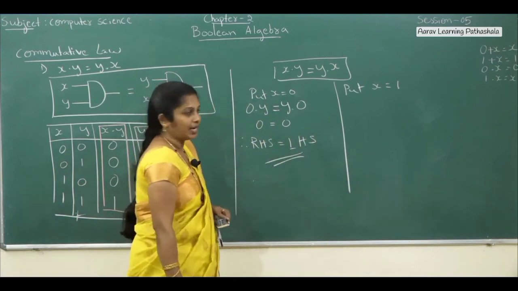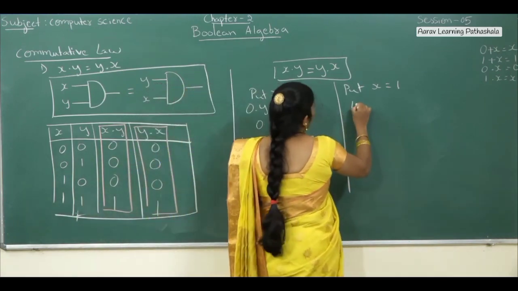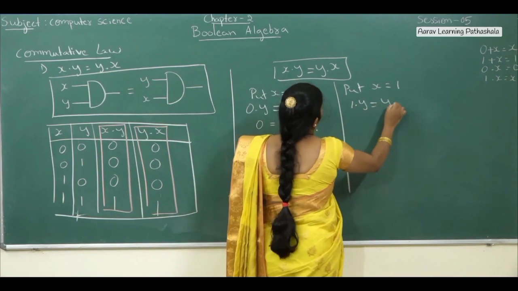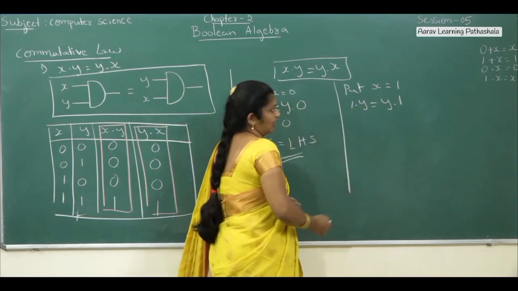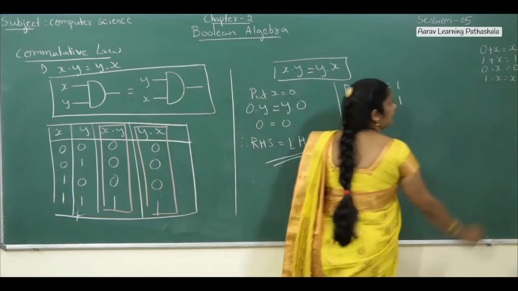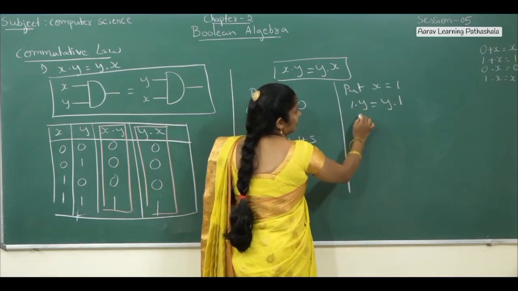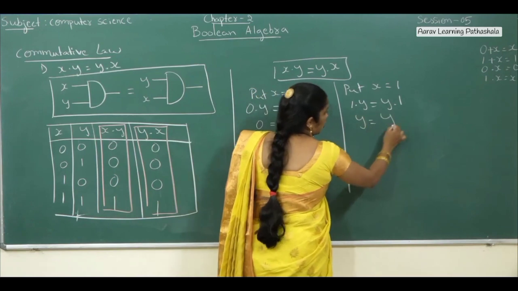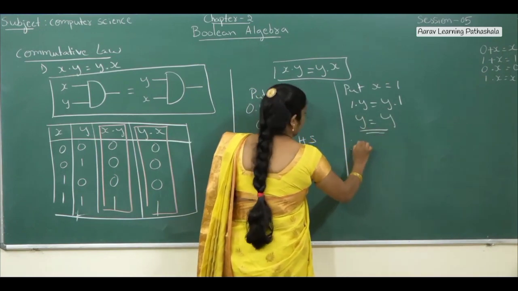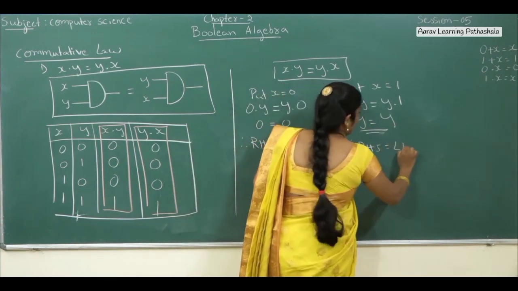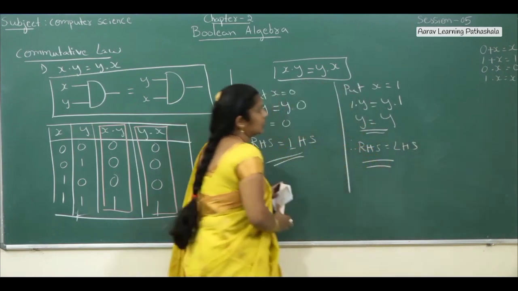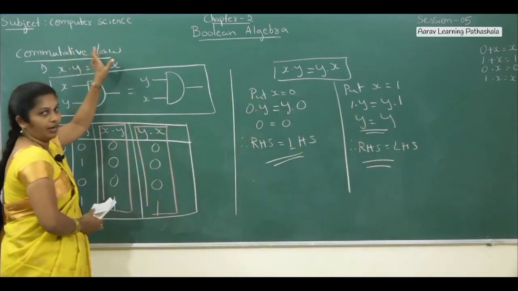Now, in place of x, write down 1. That is, 1 into y equals y into 1. See the law of multiplication, 1 into x is nothing but x only. This is the law of multiplication. At that time, 1 into y is nothing but y. Here also y. Therefore, right hand side value equals left hand side value. This is your commutative law.